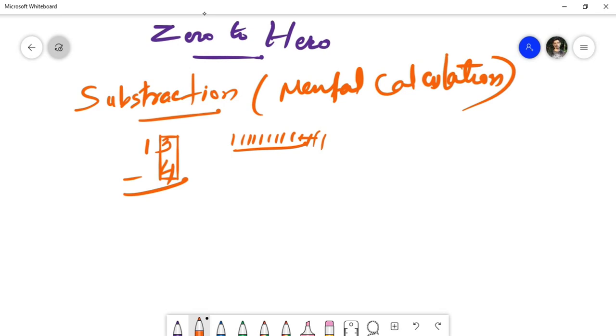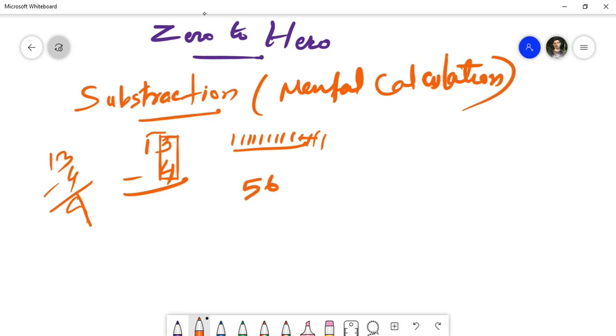But actually, if I look here, it's 3, isn't it? And there is 4. This is bigger, isn't it? If this is bigger, we have a problem over here. So we're going to take 1 and this will become 13. Just 13 minus 4, how much? 9 only. 9 is your answer.